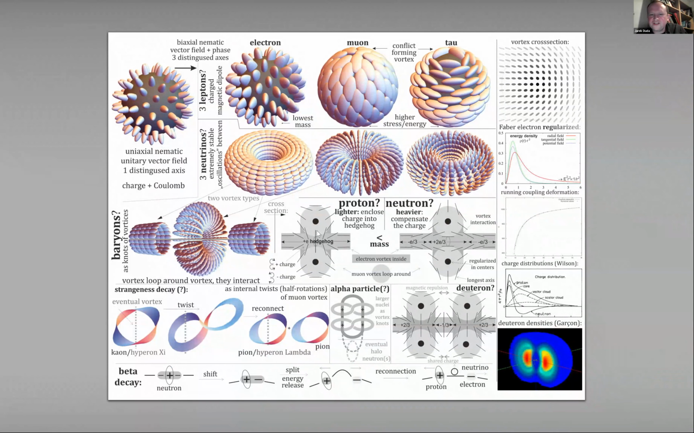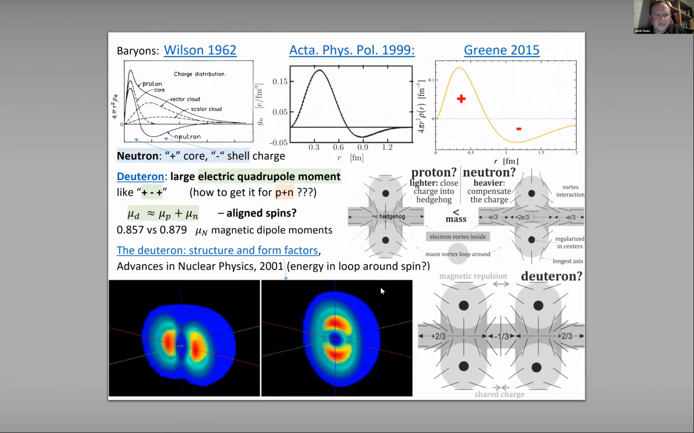This simple observation, a consequence of this model, shows why protons are lighter than neutrons, because a proton can just enclose this hedgehog charge to full charge, while a neutron has to compensate it. So we have plus enforced for a baryon, but then compensated externally. In the deuteron they can share. So here are some better views.